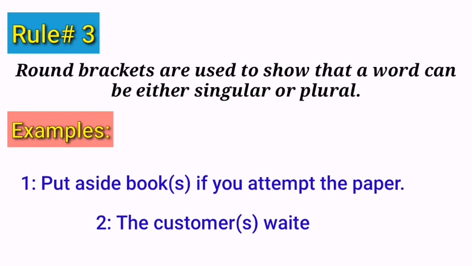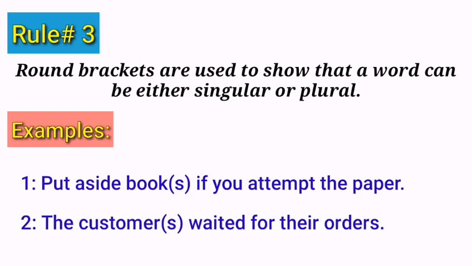The customer(s) waited for their order(s). Again, by this example, it means that there can be either one customer or multiple customers. So, simply, you should also keep in mind this use of round brackets as a punctuation.